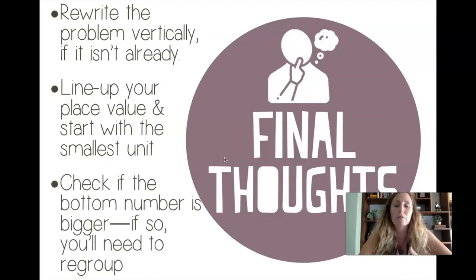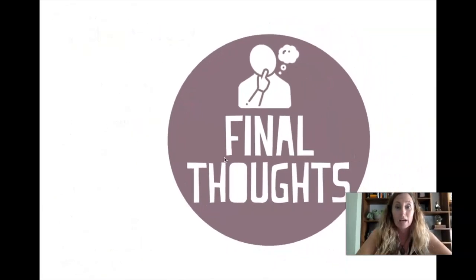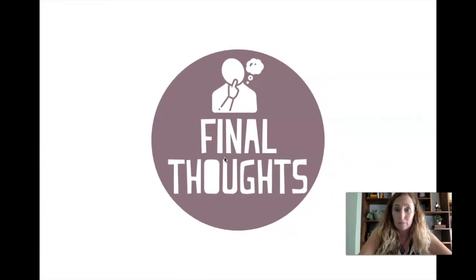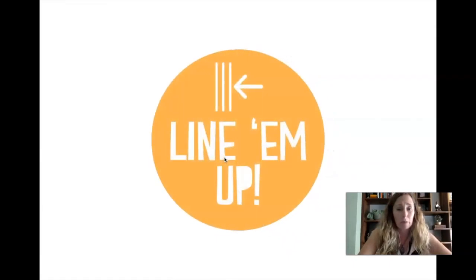And then with subtraction, we cannot flip the order of the numbers, and that's a common mistake that lots of fifth graders make. So you want to always just check to make sure if the bottom number is bigger, you will need to go next door and get some of those bigger units to break them up so that you can have enough to take away. Now, if you get stuck, remember, lining them up, starting on the far right, checking for that bottom number bigger should get you exactly where you need to be.